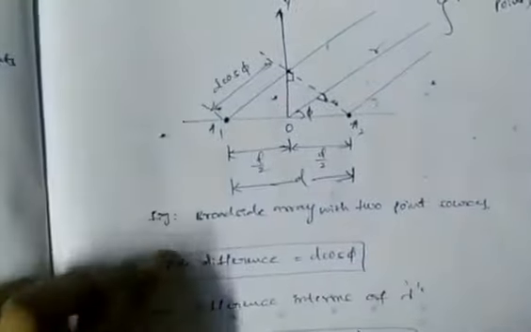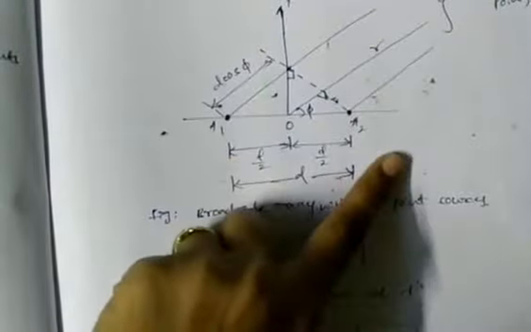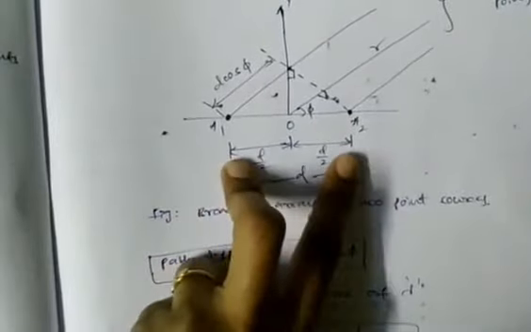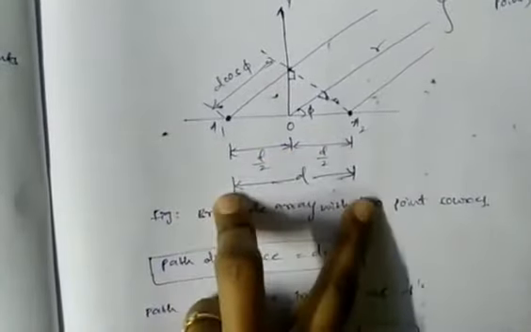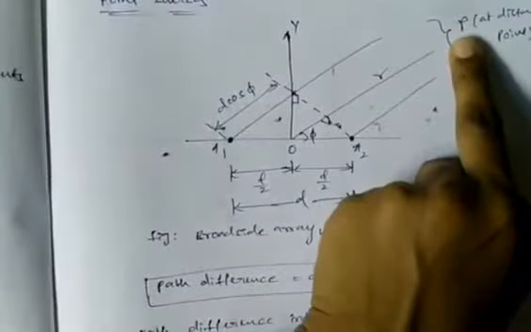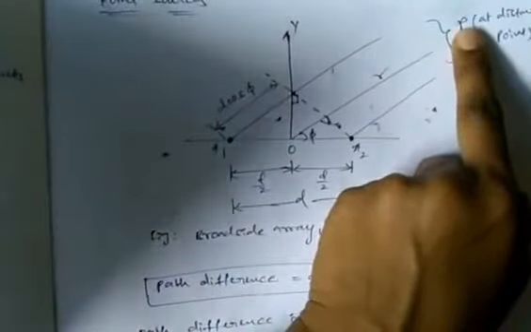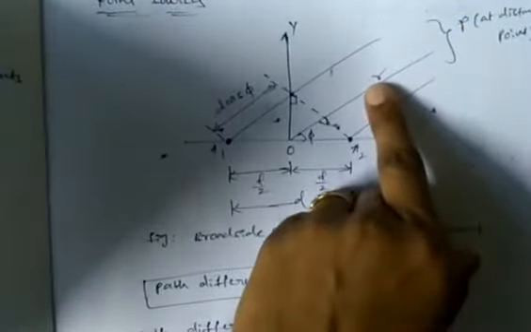Here we are seeing the broadside array with two point sources, A1 and A2. The distance between the two point sources is D. So from here to here is D by 2, from here to here is D by 2, and the total distance is D. And here this one is point P. From the origin to point P, the distance is R.